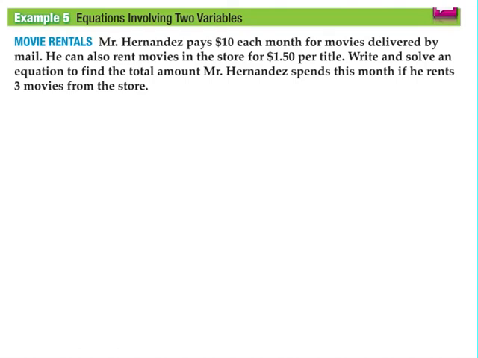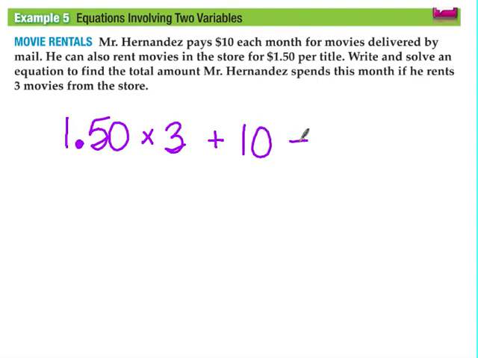So let's see. He pays $1.50 per movie, right? So how much has he paid for movies? How can I find that? Times it by 3. What else does he pay? So how do I do that? Add 10. And they want an equation, so we'll just say equals C for the cost, the amount he paid. So there's your equation.